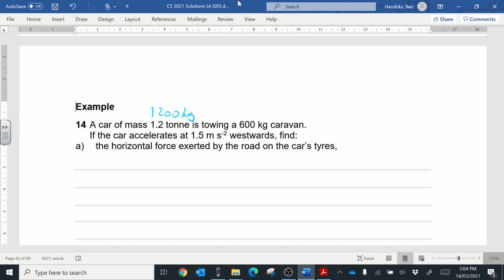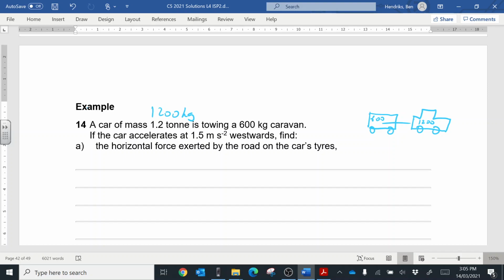Let's draw that. So we have, this is my car. Okay, that's my car with a small boot. And we have the caravan here. The caravan's being pulled along by the car. This is a 600 kilogram caravan and this is a 1200 kilogram car.